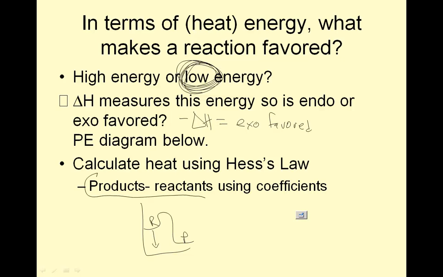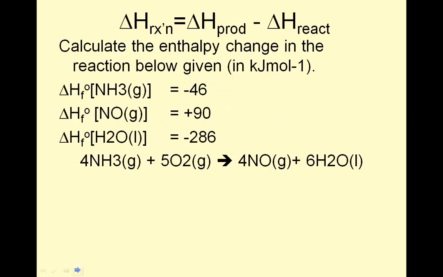You can calculate heat using Hess's law. Hess's law is products minus reactants using coefficients. So let's do one of those. I need a calculator. Calculate the enthalpy change in the reaction given below. Oh, I think I have a calculator without a battery. I do. So I'll set it up. So if it's products minus reactants, it's going to be 4 NO plus 6 H2O. So I'm going to write delta H equals delta H products minus delta H reactants.